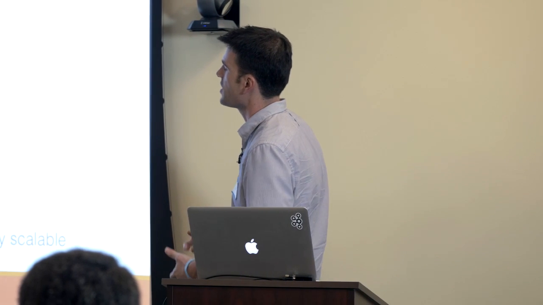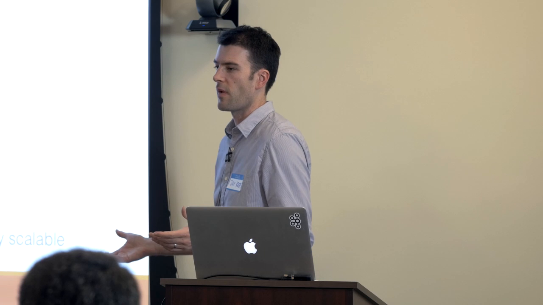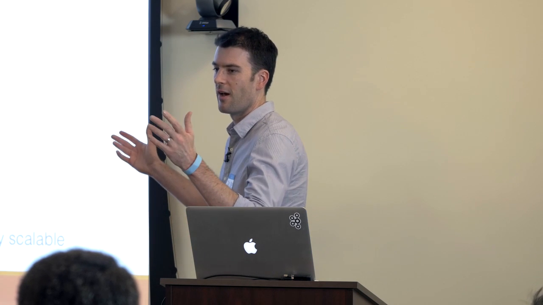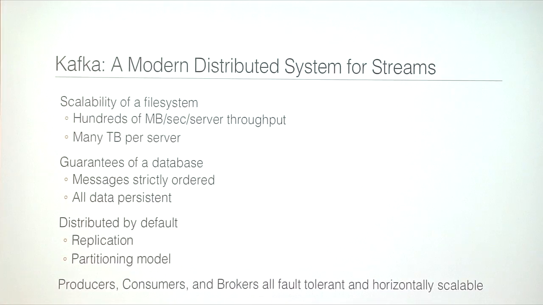People who do logging events know you get lots of them. And if you are replacing something which is basically logging out to disk in a very simple fashion, you can't replace it with something which is much slower, or it's going to take a lot more machines. So to really match a file system, you have to be in the hundreds of megabytes per second per server range. You have to be able to maintain many terabytes per server you add.